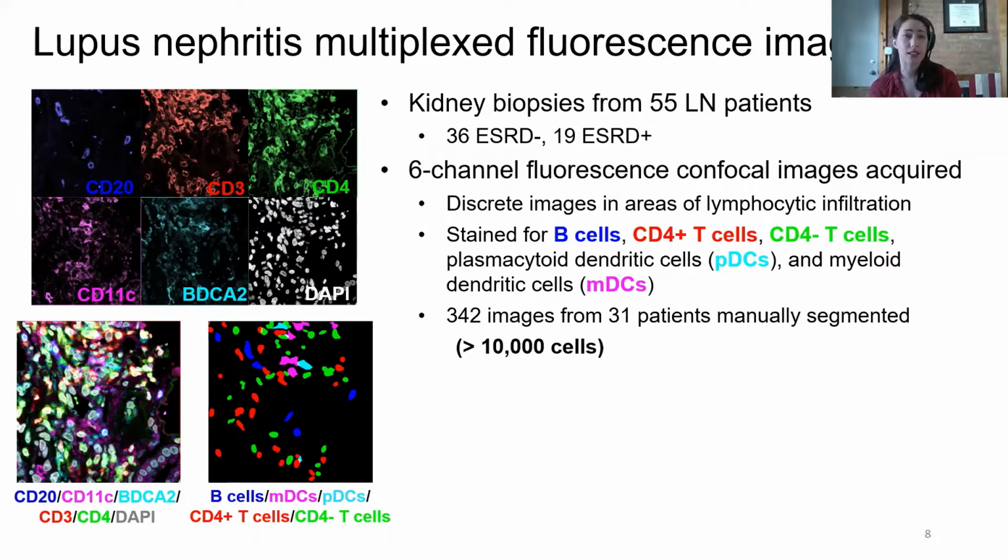We had our pan CD3 marker for T cells, and then we also stained for CD4, so we were able to discern helper T cells from the remaining populations of T cells.